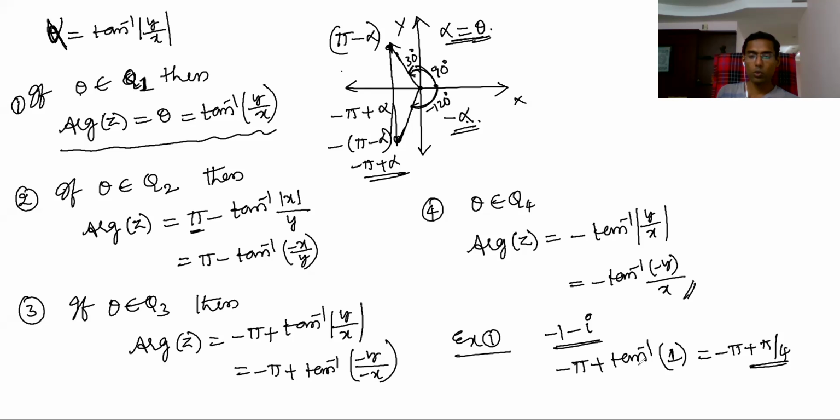Okay. Third quadrant. For example, let's say z equal to 1 minus i root 3. Which quadrant? x is positive, y is negative. So that means z belongs to the fourth quadrant.